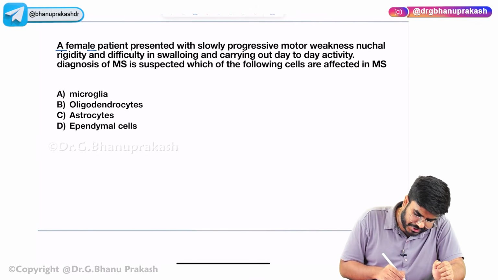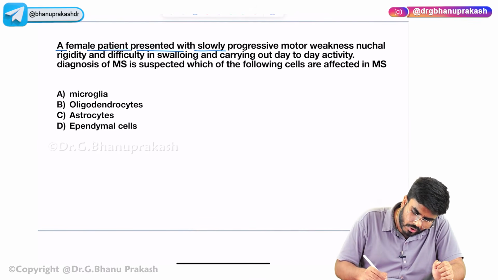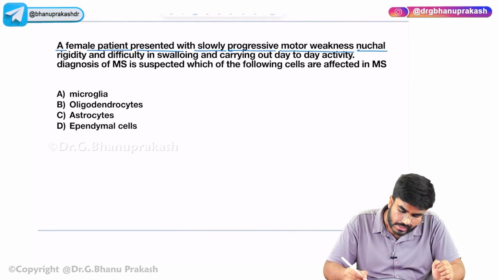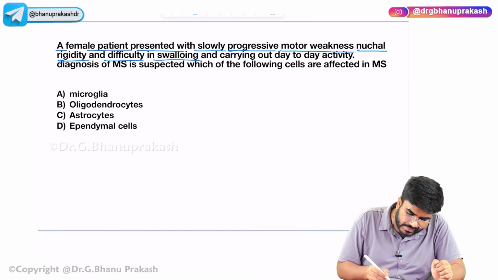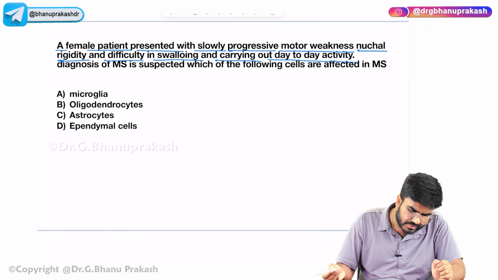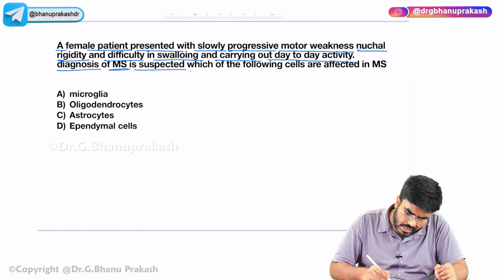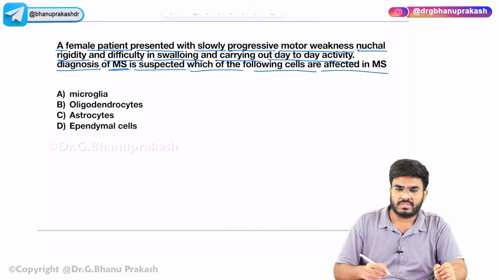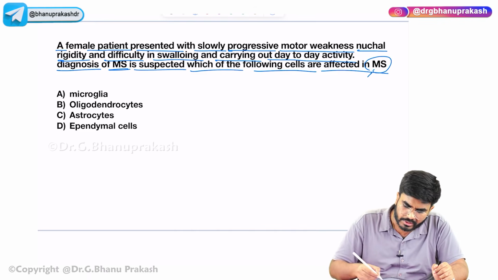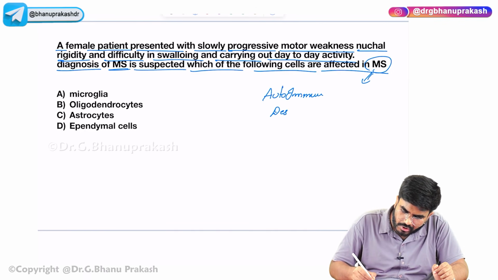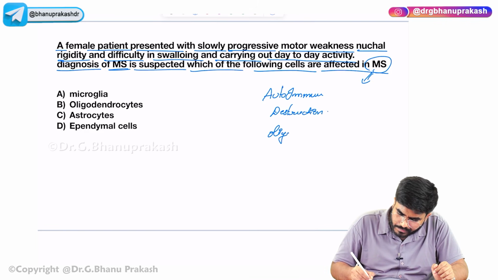Next, a female patient presented with slowly progressive motor weakness. There is nuchal rigidity and difficulty in swallowing and carrying out day-to-day activities. So a diagnosis of multiple sclerosis is suspected as a preliminary diagnosis. Which of the following cells are affected in multiple sclerosis? First of all, you should know the pathology of multiple sclerosis. It's an autoimmune disorder. It's autoimmune destruction of oligodendroglial cells.